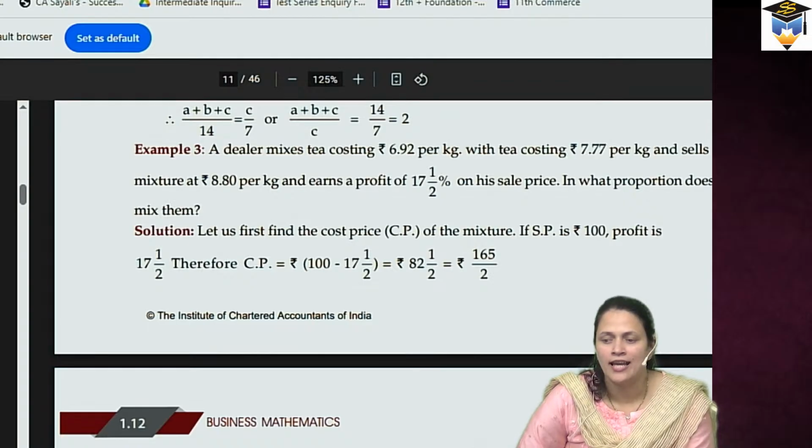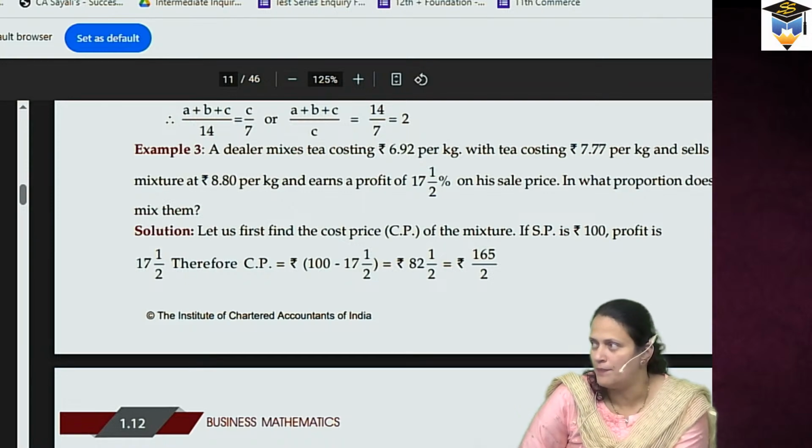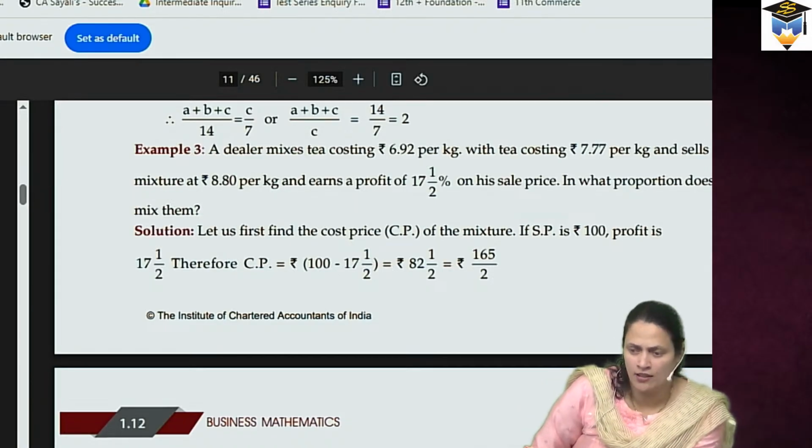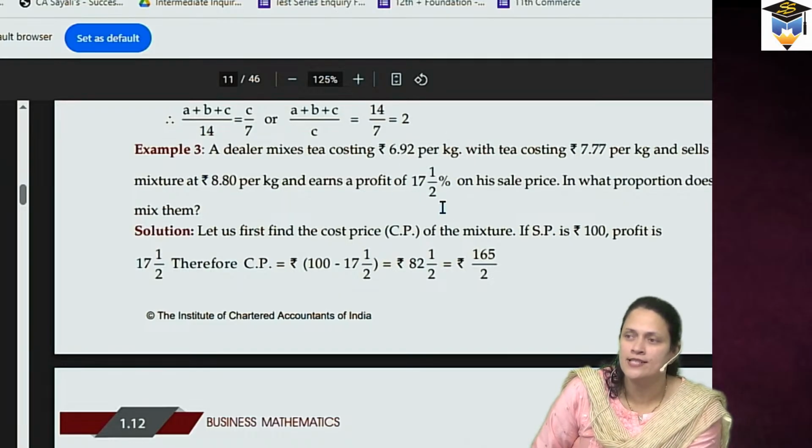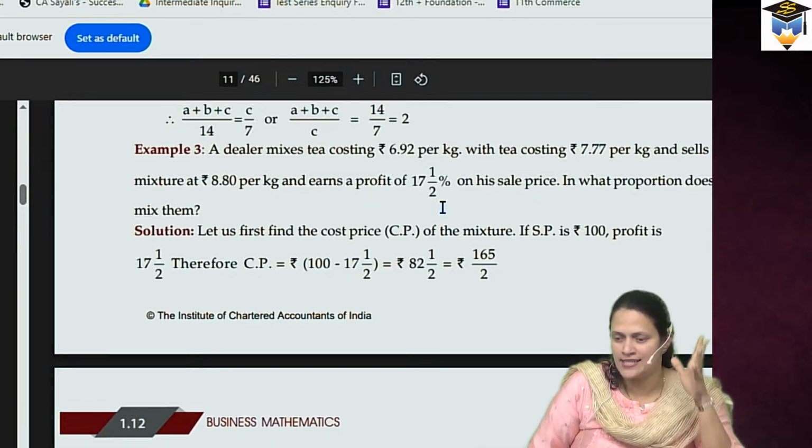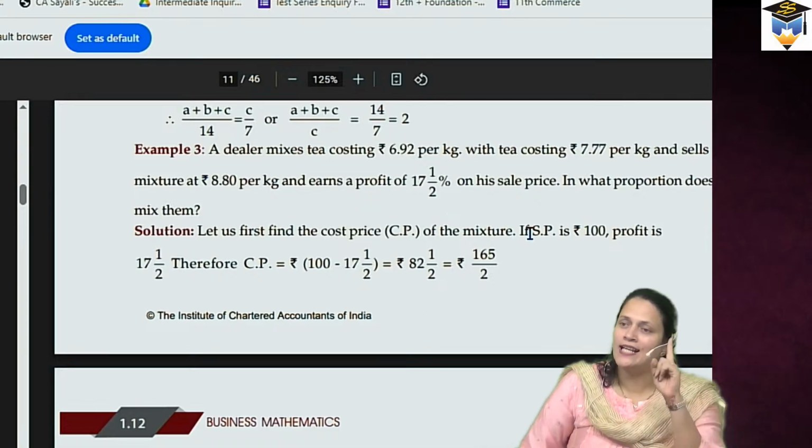Now here, they have asked us in which proportion does he have to mix them. Okay? So let us see what are the steps. Let us first find out the cost price of the mixture. See here. Here they have given you a profit percent. So generally when profit percent is given to you, what should be your step is, you have to assume that SP is 100.